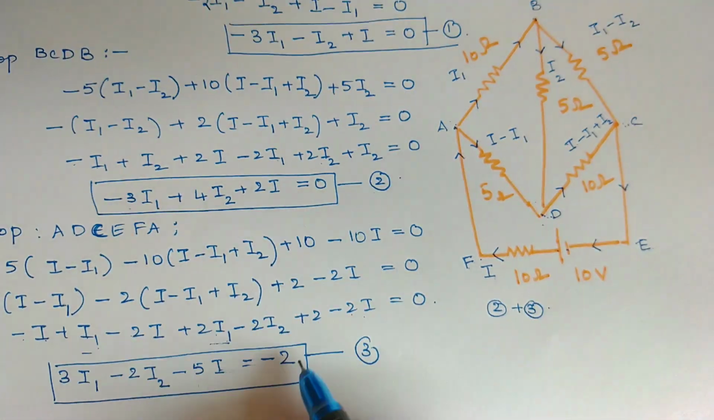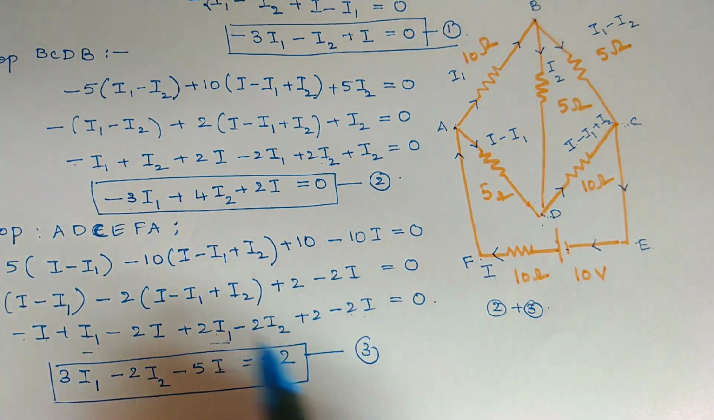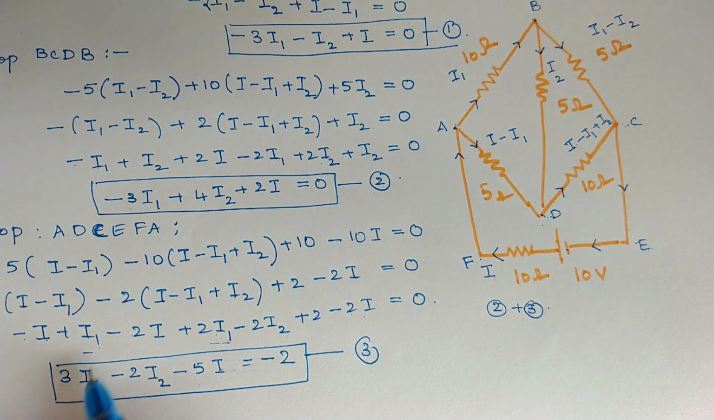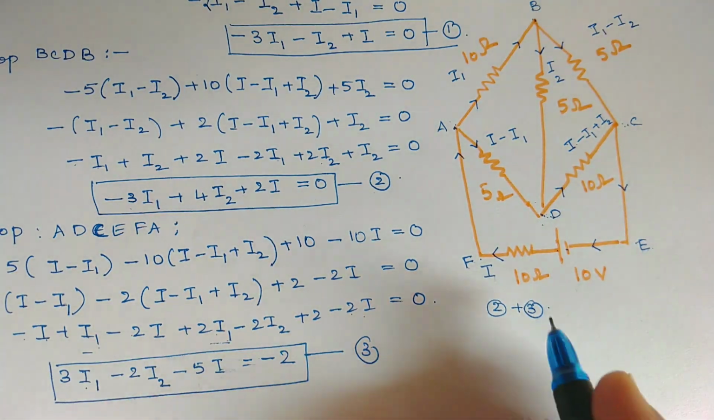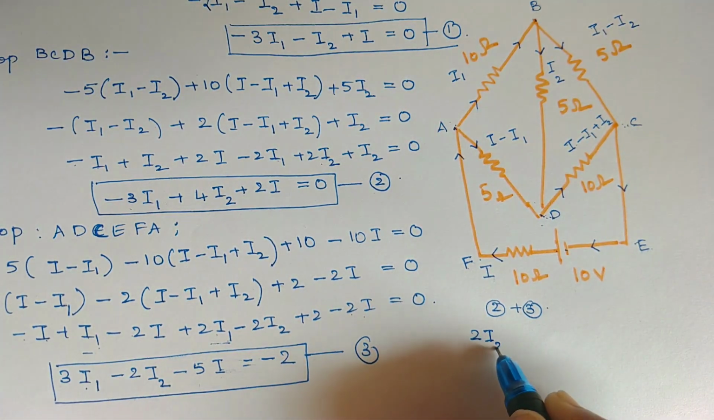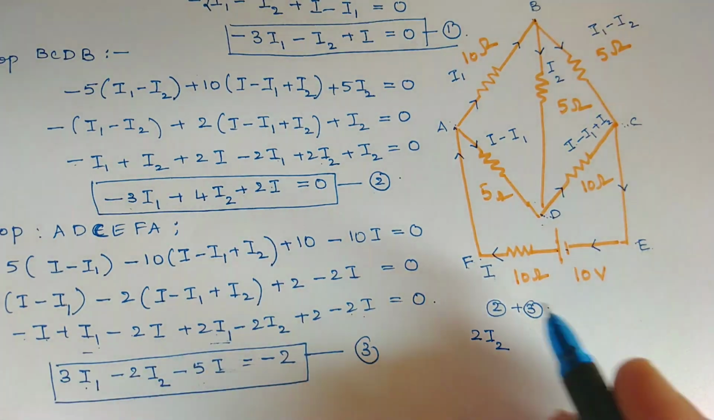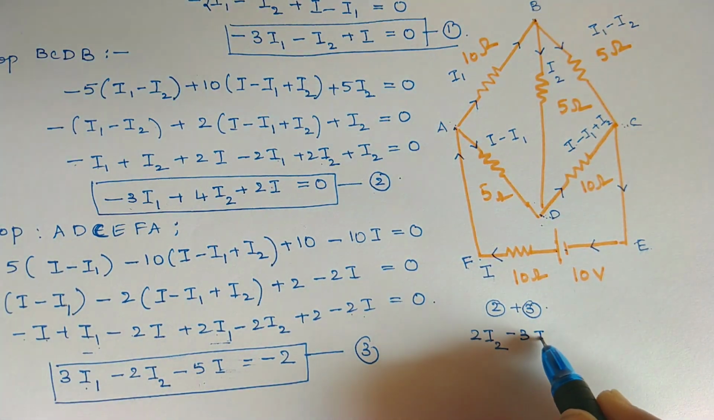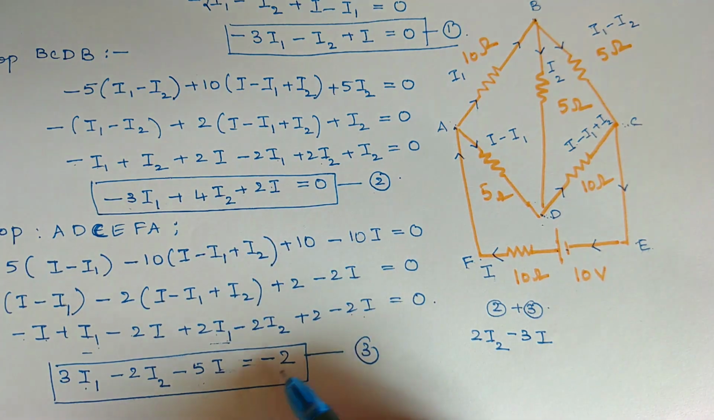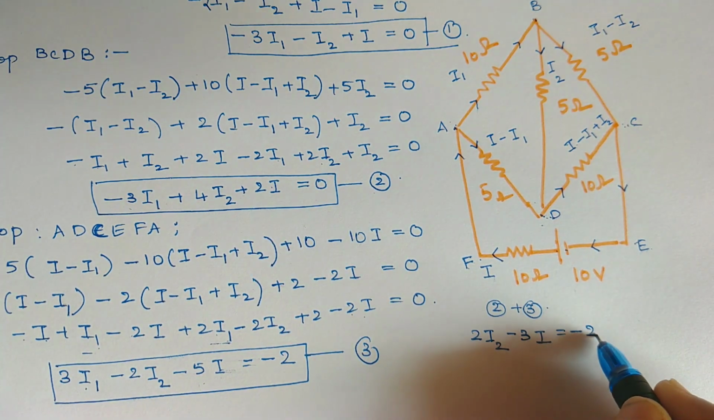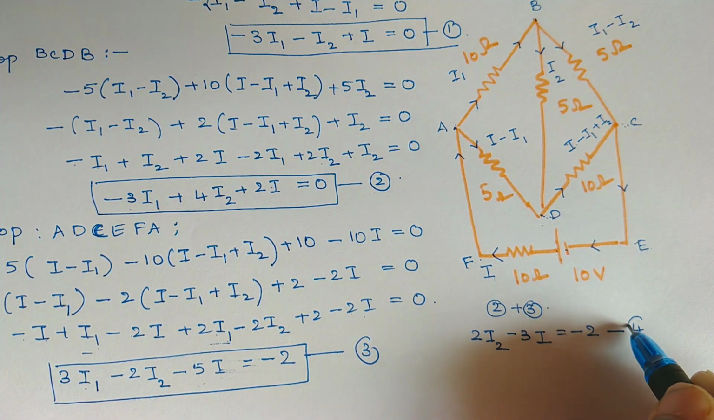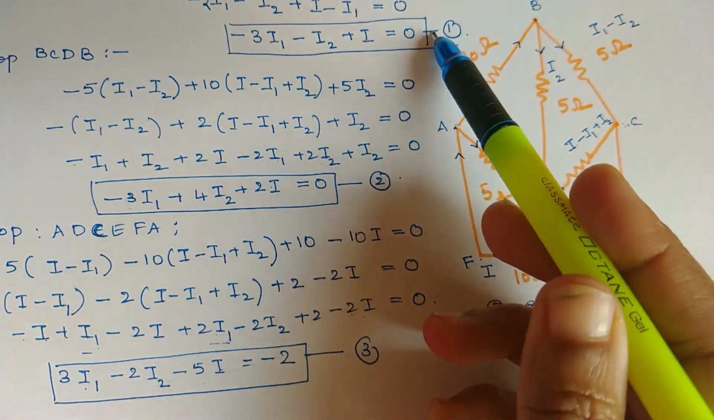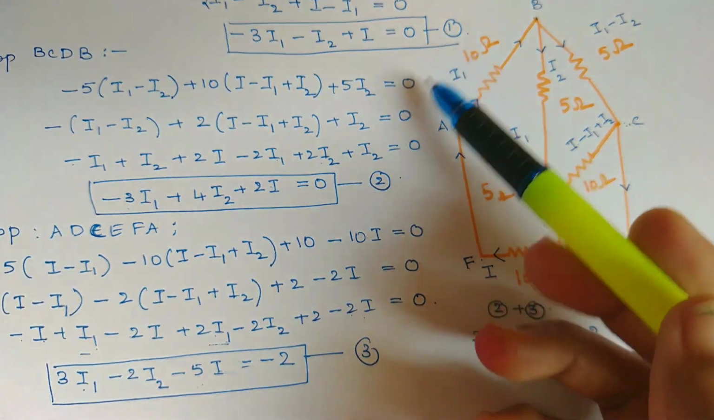When you add 2 and 3, what is the sum coming out to be? 3I1 and minus 3I1 gets cancelled. 4I2 minus 2I2 will be 2I2. This plus this, minus 3I. 0 plus minus 2 will be minus 2. Call this equation 4. Similarly, from 1 and 2, I will subtract the two relations.